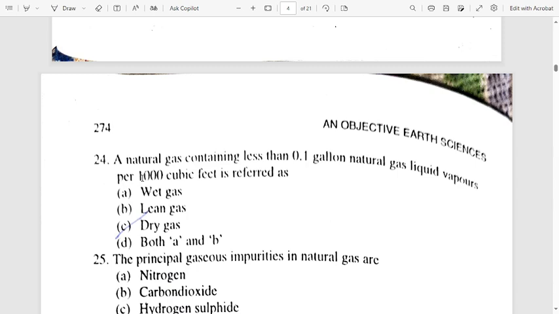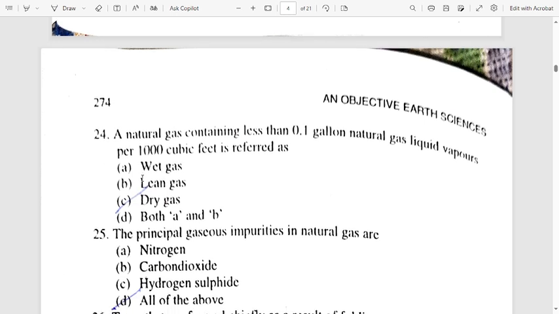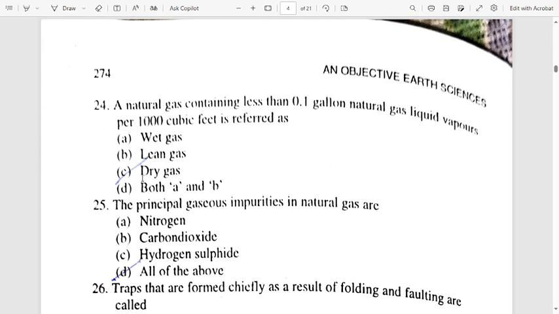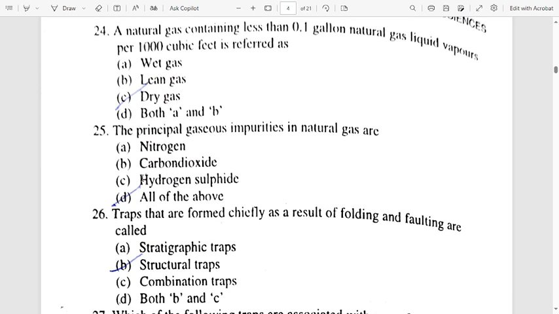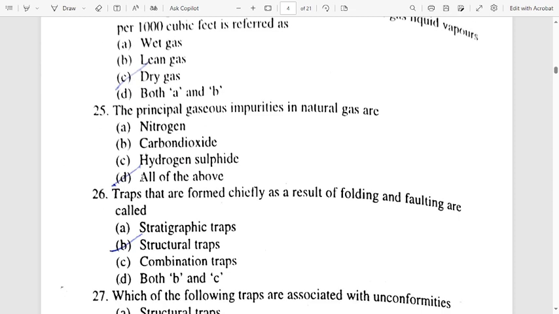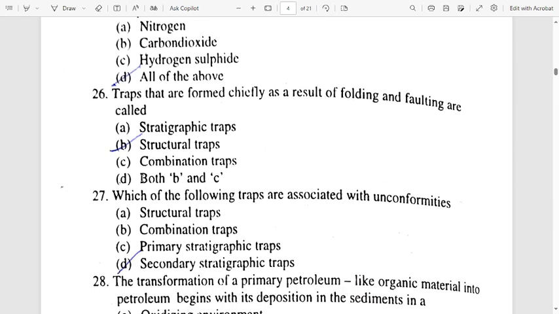The principal gaseous impurities in natural gas are nitrogen, carbon dioxide, and hydrogen sulfide. Natural gas is what? The gaseous form of petroleum. The traps that are formed chiefly as a result of folding and faulting are structural traps. Folding and faulting are structural movements, diastrophic forces.